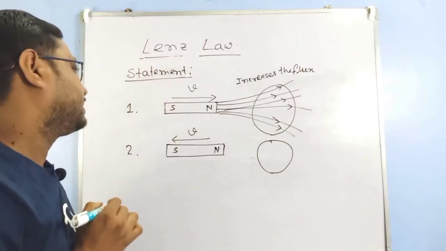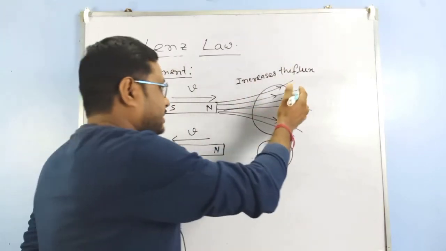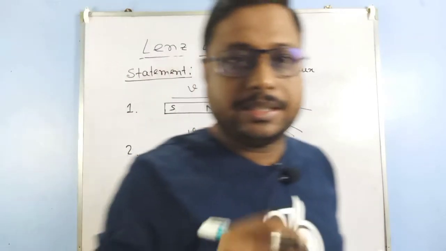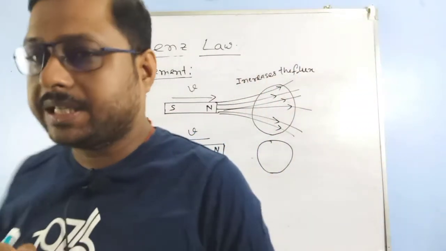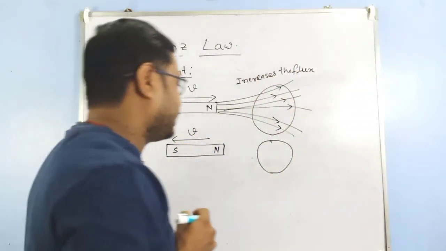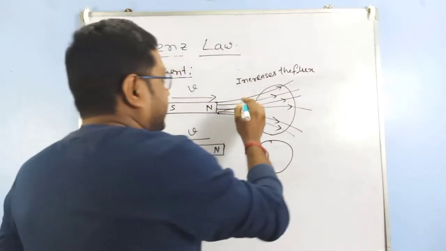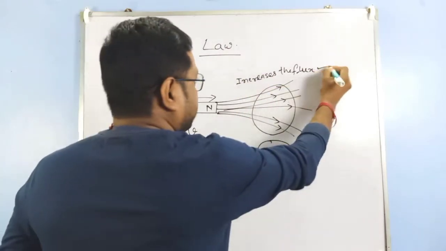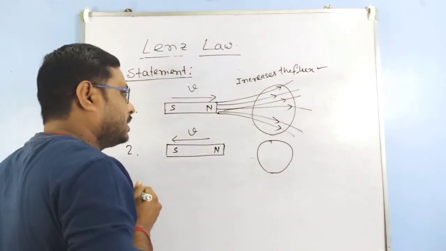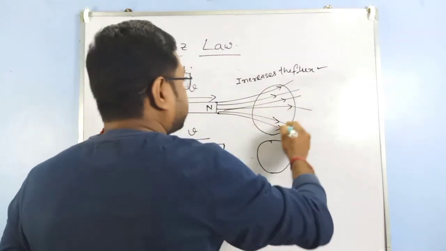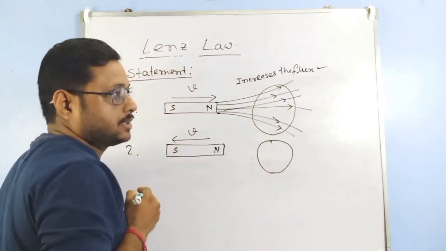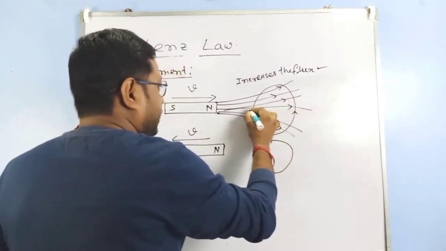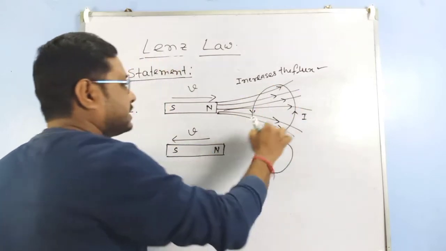But Lenz said that it increases the flux, so a current is set up in the coil, but in what direction? This is given by Lenz. Heinrich Lenz gives the direction of current. Now if the number of magnetic field lines increases the flux, this flux is the original flux, then a current is induced in the circuit in such a direction that it will oppose the change in flux.